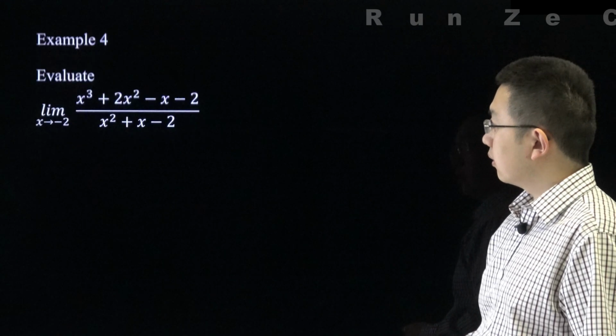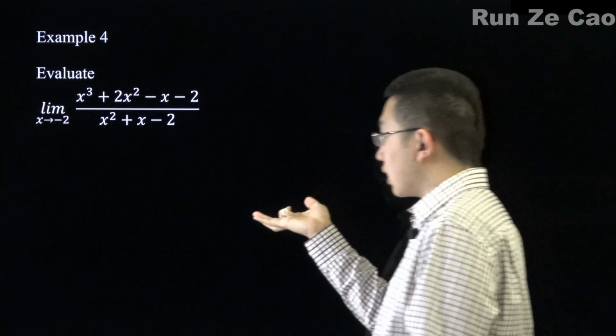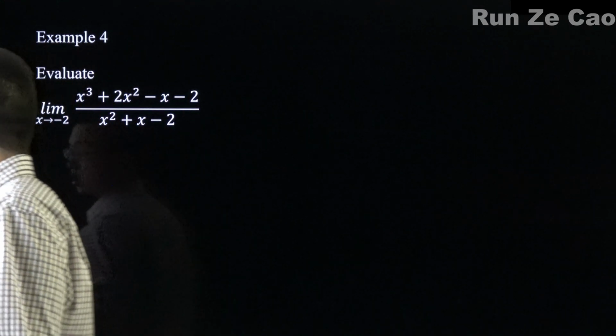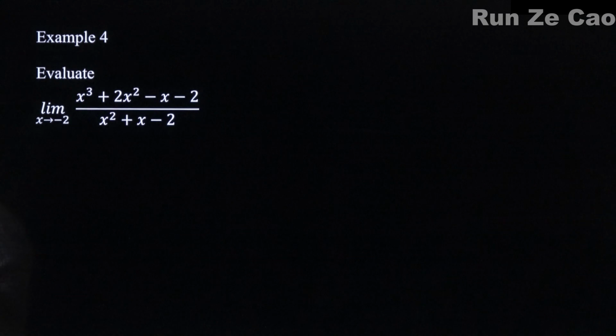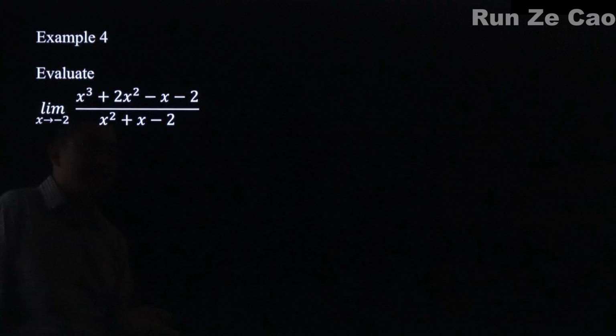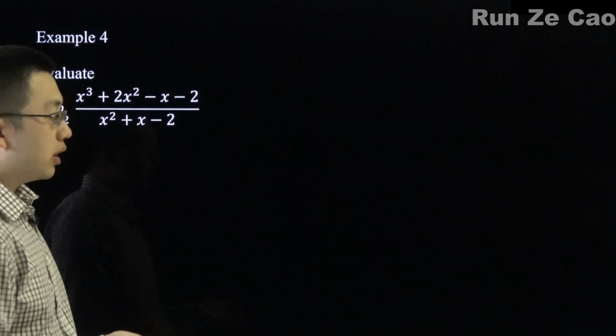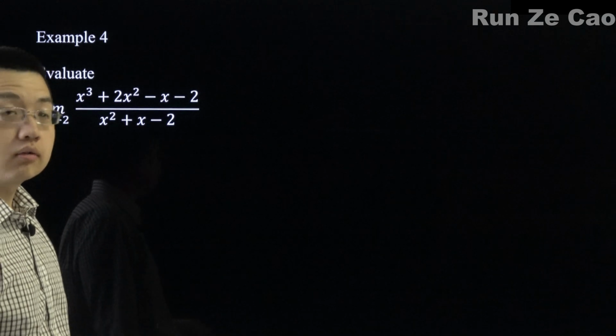Let's do some examples. Here we can see that if we approach -2 with x, we end up with the denominator equaling 0, which is not something we would like. What can we do to get around this?